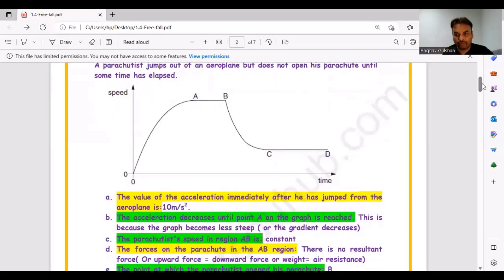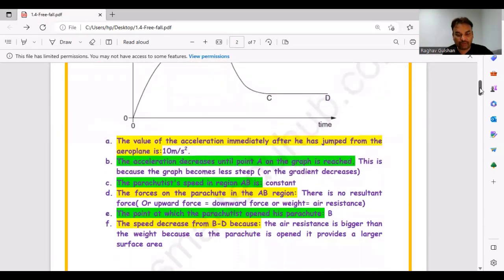And now from B to C, the parachutist comes down with the parachute open. The point at which he opens his parachute is point B. The speed decreases from B to C because the parachute has a large area, so the upward air pressure on the parachute will be more. Due to that, the speed will decrease, and now he will come down with a lower speed.